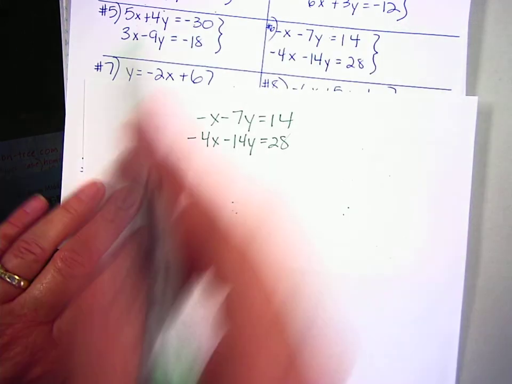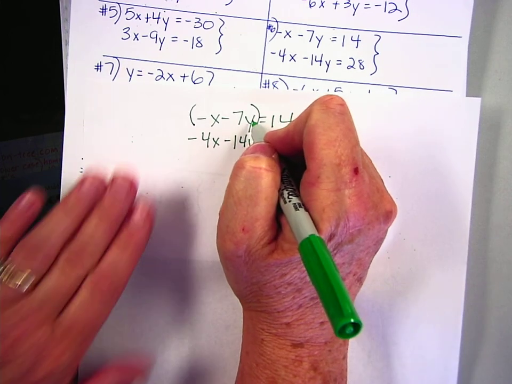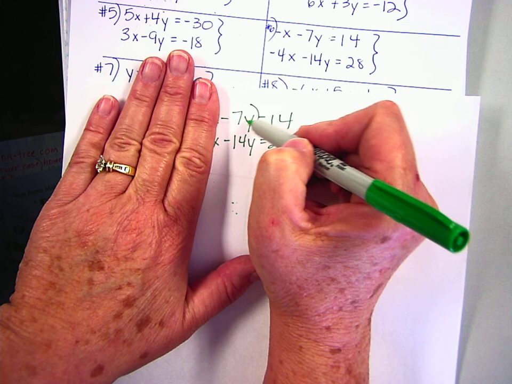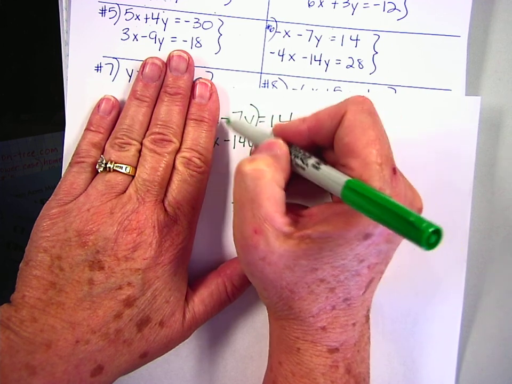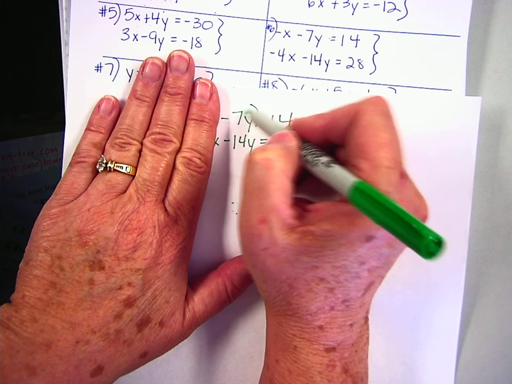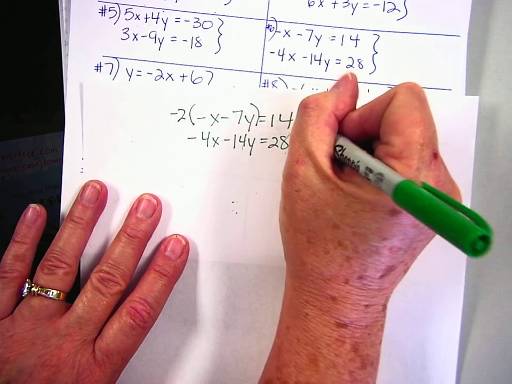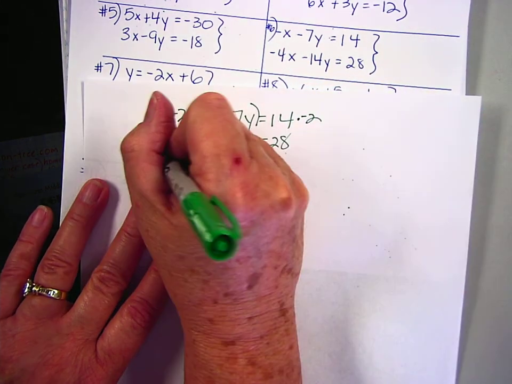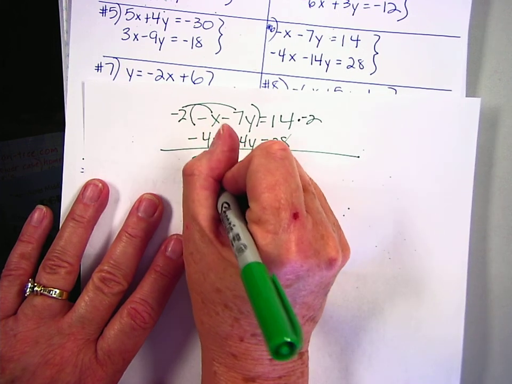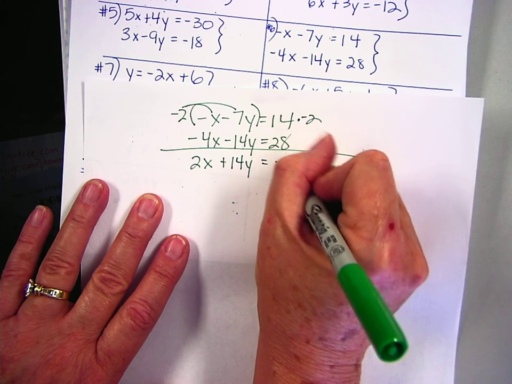How about if we multiply the top equation? Let's get rid of our y's. So if I want this to be positive 14y, I'm going to have to multiply this by negative 2. Negative 2 times negative 7y will give us positive 14y to cancel out. So we're going to multiply by negative 2 every stinking term. So my new first equation is positive 2x plus 14y equals negative 28.